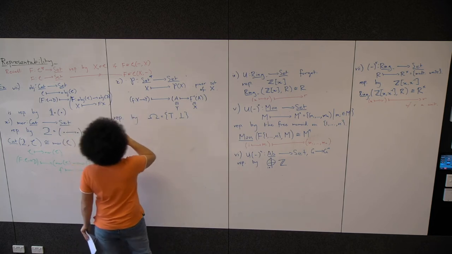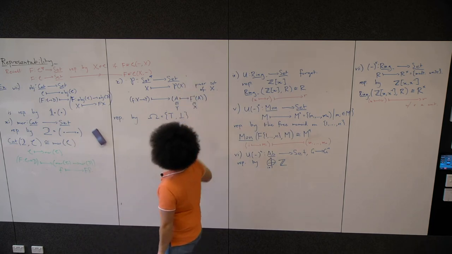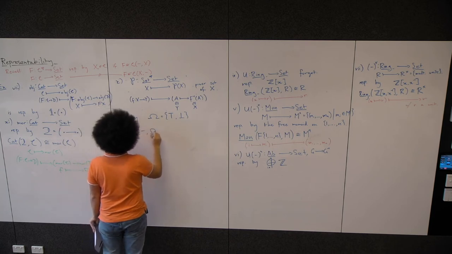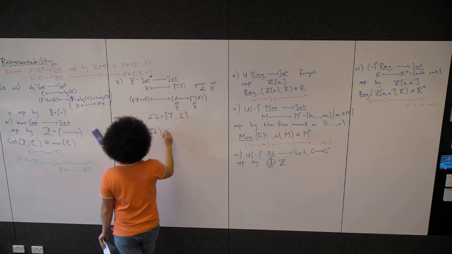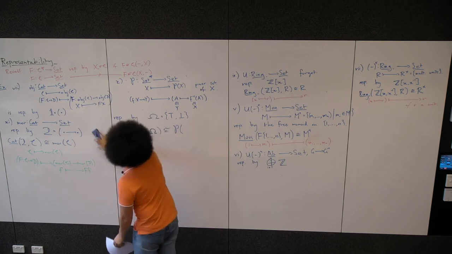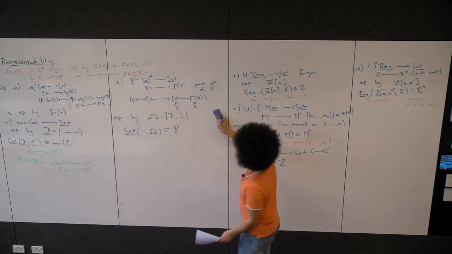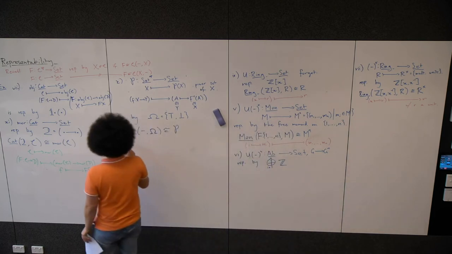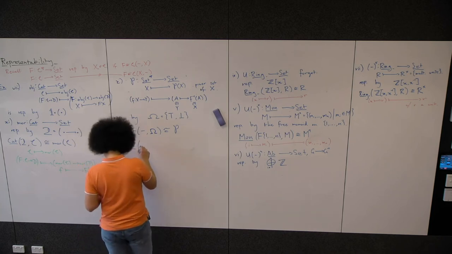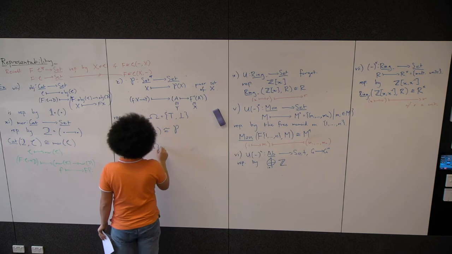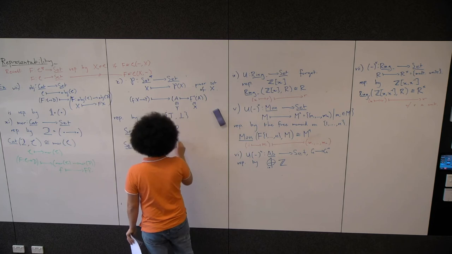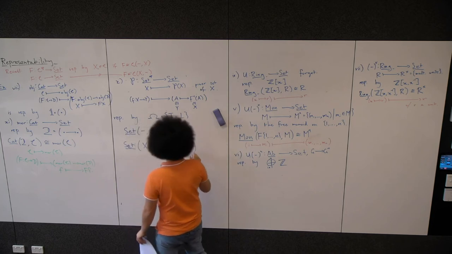So what does it mean for this functor to be represented by this object? It means that the functor set blank omega is naturally isomorphic to this functor power set. Okay. So what does that mean? Well, it means that on an object, which I'll use X for, we have maps from the object into this set, and that needs to be isomorphic to the power set on X.